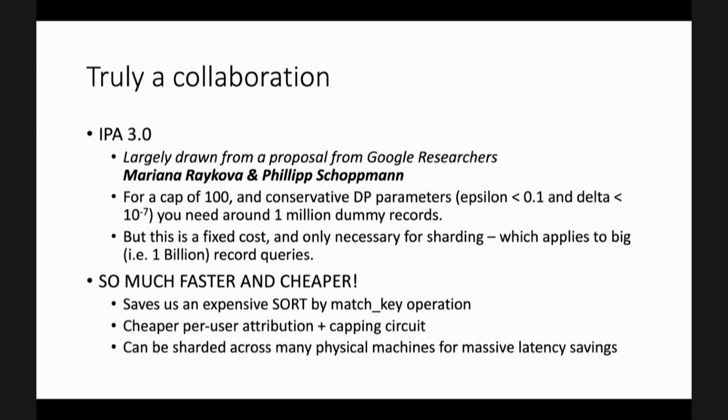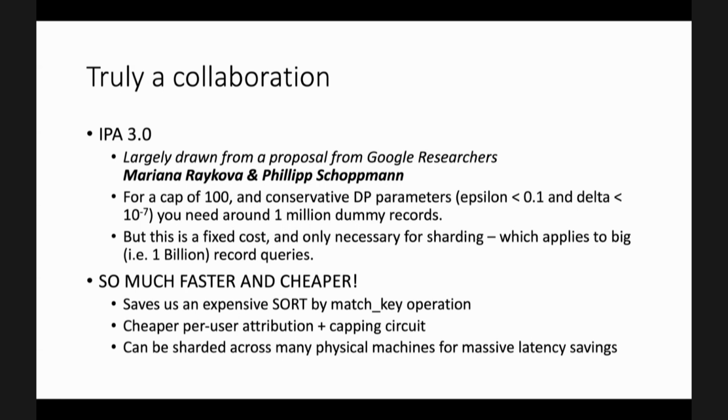And the really cool thing is the number of dummy records is not a function of how many rows of data you're doing. So for example, if the device enforces a cap of 100, even if you pick super conservative DP parameters, like epsilon of less than 0.1 and delta of 10 to the negative 7, you'd only need to generate, in expectation, less than 1 million dummy records. And that's a fixed cost. So if you're running a query on 1 billion or 10 billion or 200 billion records, it's the same number. So as a percentage of the query size, this becomes smaller and smaller for large queries.